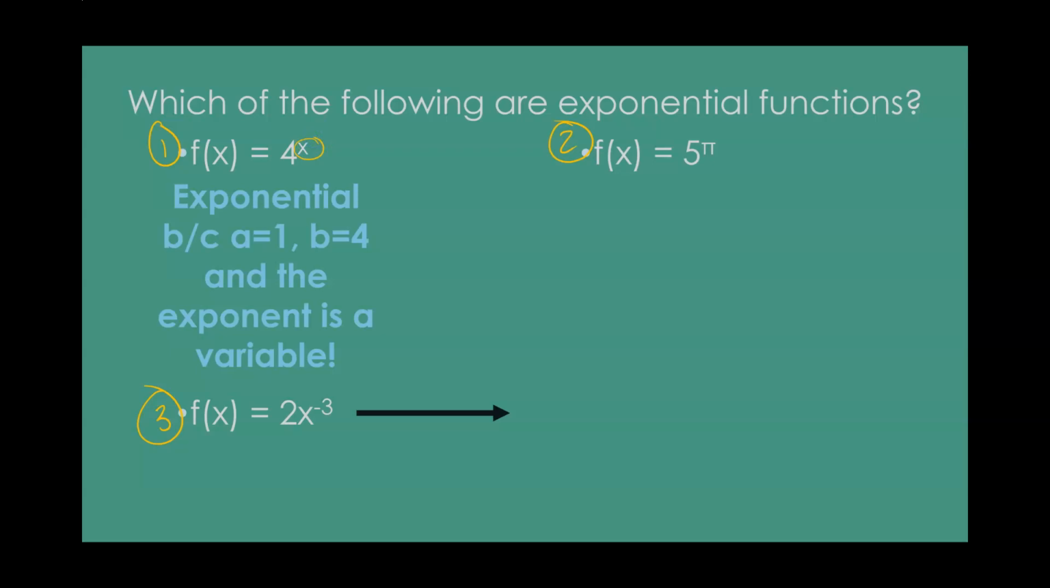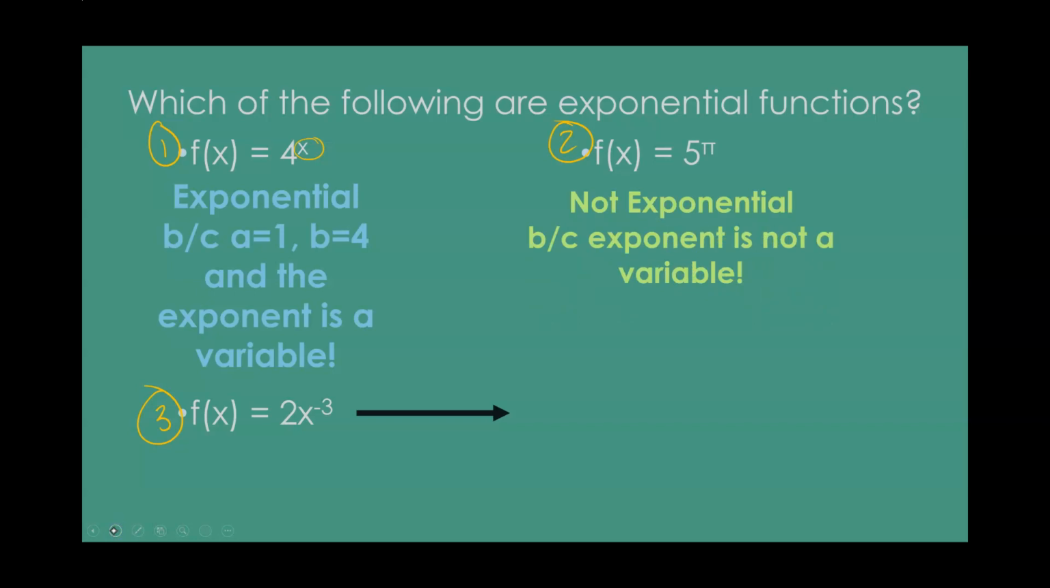Number 2. Now, I know variables are letters, but we all know that pi, yes, it's a Greek letter, but it also represents a number, 3.14 and so on. Okay? But it's still a number. So therefore, number 2 is not an exponential function because pi is a number.